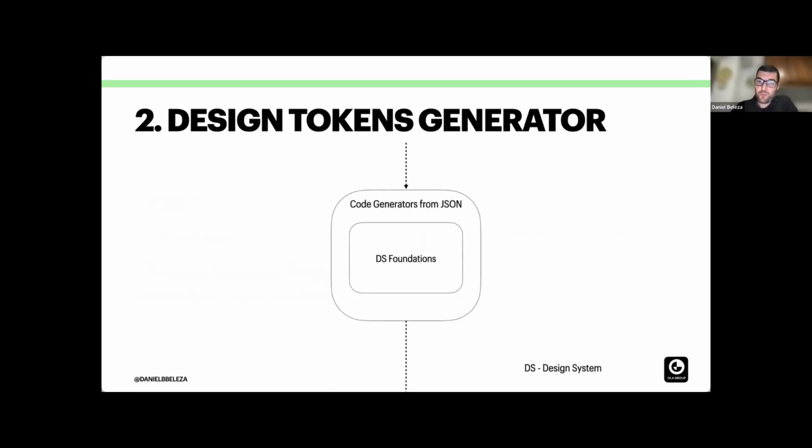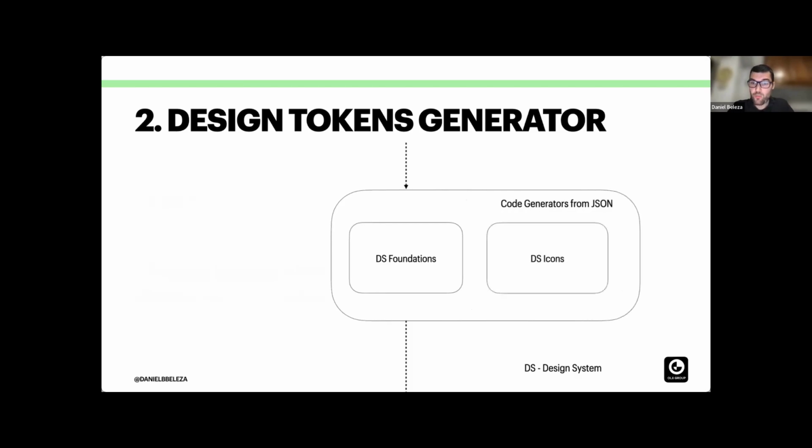So we have two repositories, at least two repositories that generate code. We have the first one and the core one that we called the Design System Foundations. This is where the colors, the units, the shadows, and the fonts are parsed and generated. Then we have a second repository that is the Design System Icons. We decided this was totally optional, and we decided to create a separate repository to hold all the assets that we were going to need.